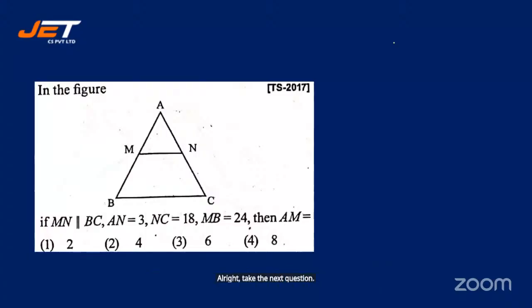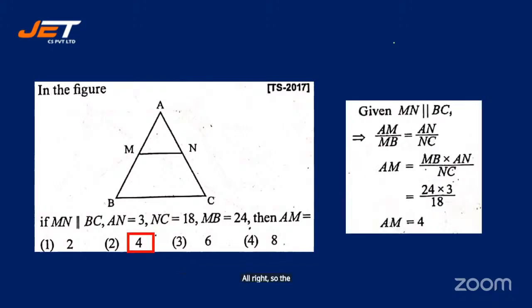In this figure, if MN is parallel to BC, NC is equal to 18, MB is equal to 24, then what is AM? All right. So the question is actually easy. See here. MN is parallel to BC means AM by MB is equal to AN by NC. Isn't it? So just cross multiply. You will get the value of AM.